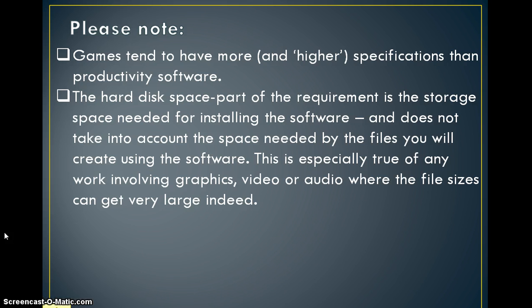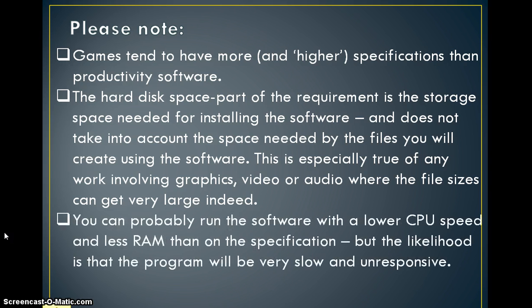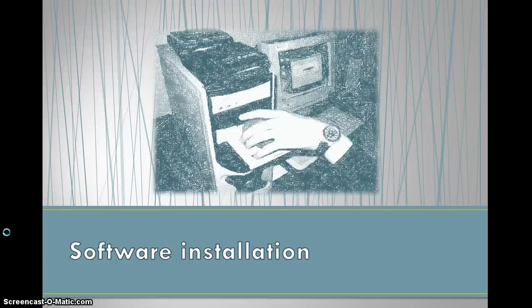So for example, if you install Word, the 3 gigabytes that is required to install Word is not including all the Word documents that you're going to create using the Word program. So you also need to take that into consideration, that you need a little bit more space than what they specify sometimes. And also you can probably run software with lower CPU speed or lower RAM than the specification, but then the problem is that the program might be very slow, it might be non-responsive, or might even crash, and you don't want that to happen.